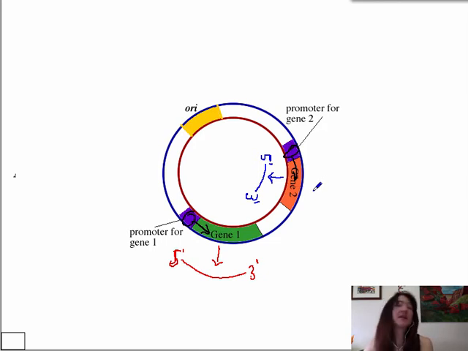So notice that what we define as the template and the coding strand all depends upon where the promoter is relative to the gene. For gene 2, the red strand is the template strand. For gene 1, the blue strand is the template strand. Shoot me an email if that doesn't make sense, and let me know, because this can be a little bit of a complicated concept, thinking about the relativity of the definition of template and coding.